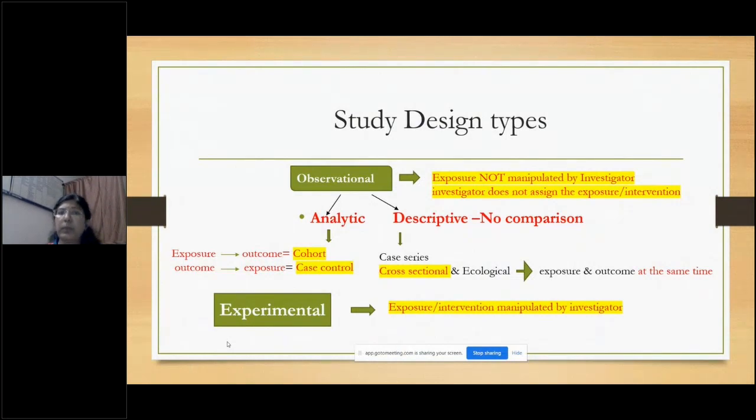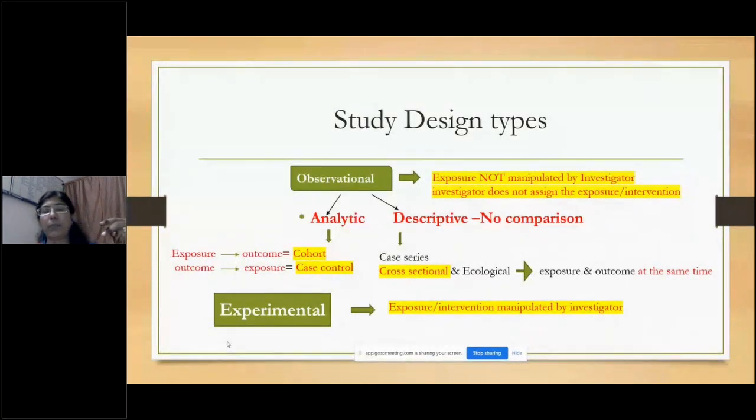But in an observational design, there is no control by the investigator. So exposure is not manipulated by the investigator. This is the major characteristic of observational design. Here, the investigator does not assign any exposure or intervention. For example, in a survey study, whatever facts or data are collected with the help of the survey, we can directly represent as they are. So we do not have to manipulate or analyze them by the investigator.